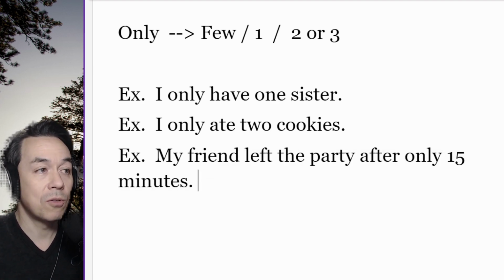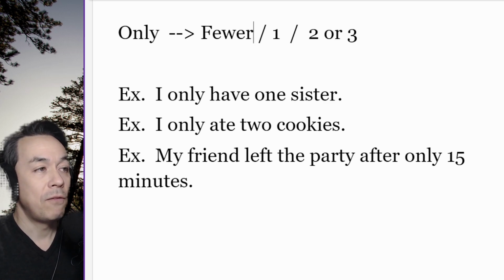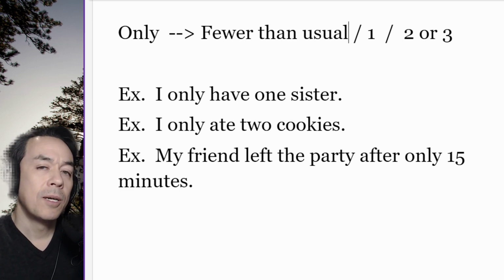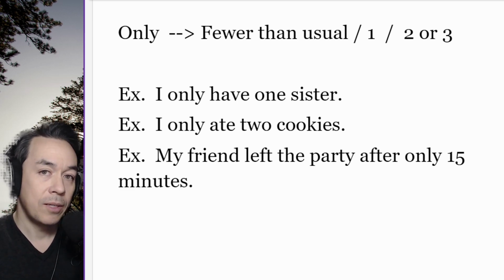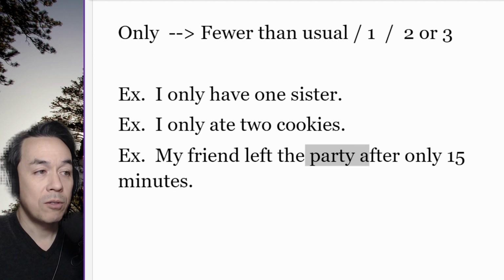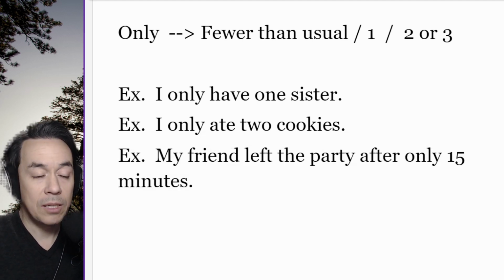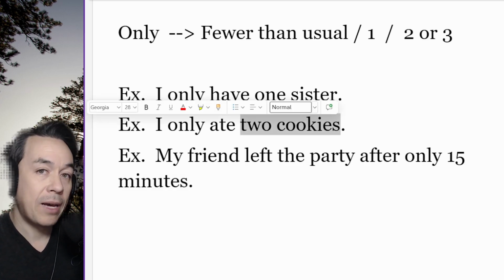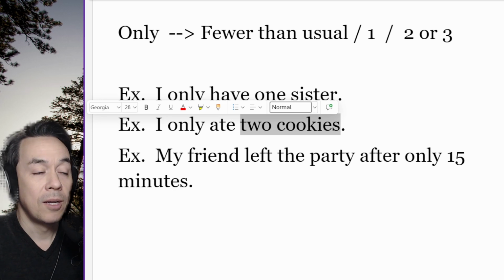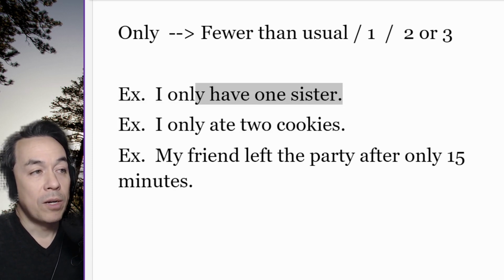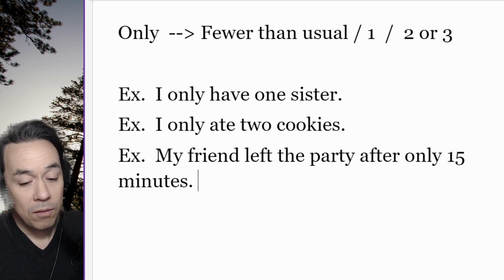That's shorter than usual, and that's an important point. It could be fewer than usual. Okay, so whatever the case is, the normal case, if it's a party, maybe 1 hour, 2 hours. Well, this is the shorter or fewer instance, 15 minutes. Or if you think of cookies, if it's from the supermarket, a bag or a set, well, only 2. It suggests that there's many more, right? And then "only one," we use that often.